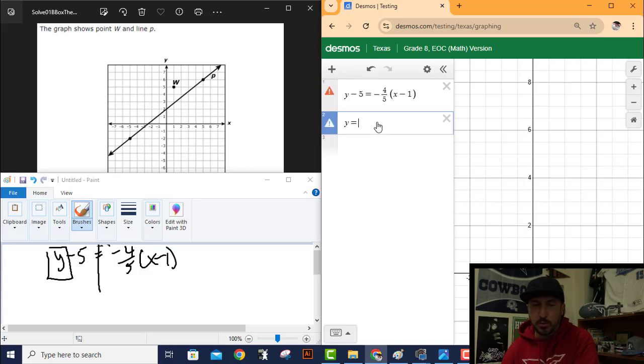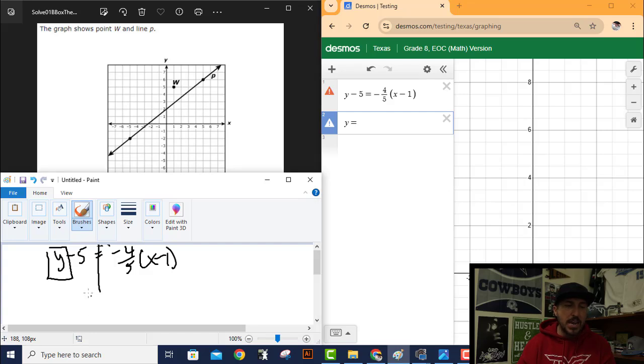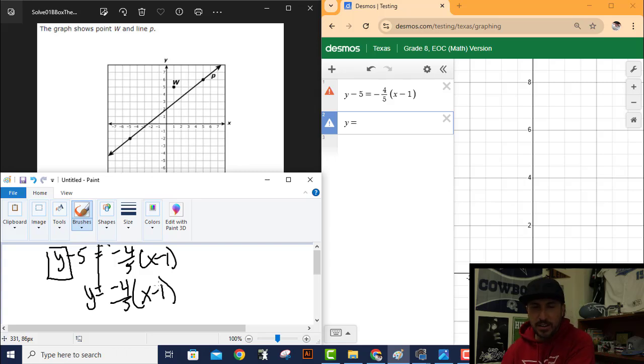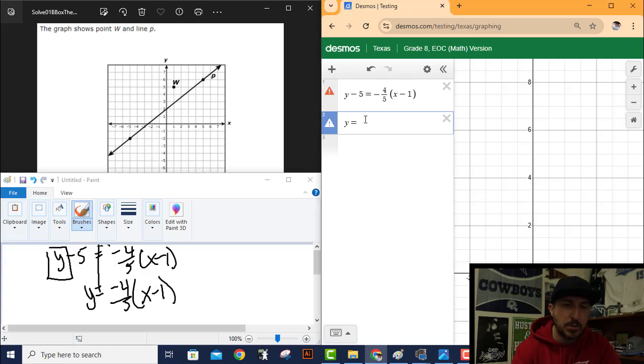Sorry, I should write it down first. You're right. I'm going to put y equals. Now, the whole back side goes in. Everything on this right-hand side doesn't even change. It stays negative 4 over 5, parentheses x minus 1. Okay. Let me type that in. So it's going to be y equals negative 4 over 5, parentheses x minus 1.